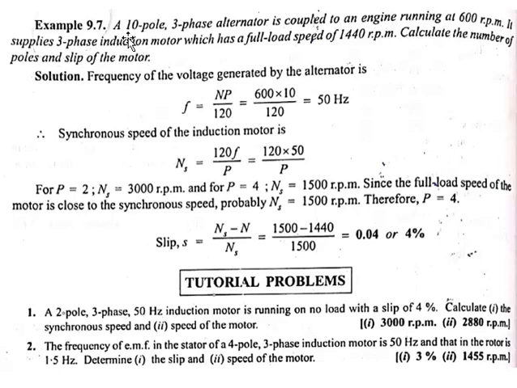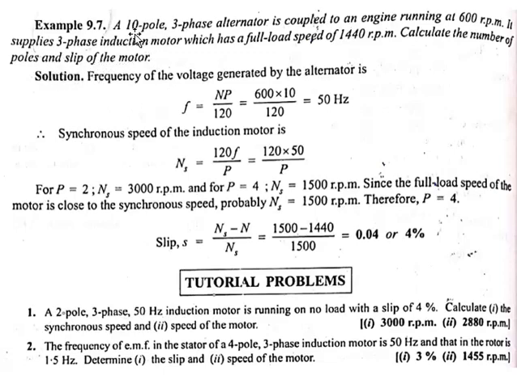Next problem, a 10-pole 3-phase alternator is coupled to an engine running at 600 rpm. It supplies a 3-phase induction motor which has a full load speed of 1440 rpm. Calculate the number of poles and slip of the motor.